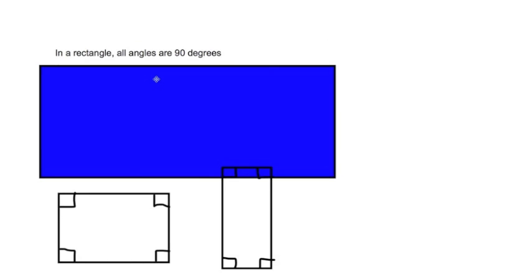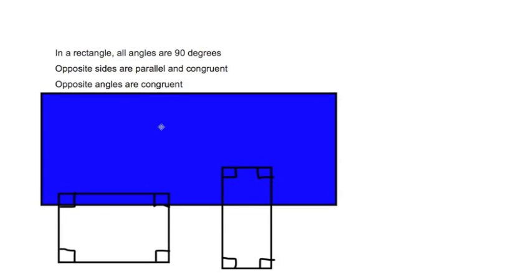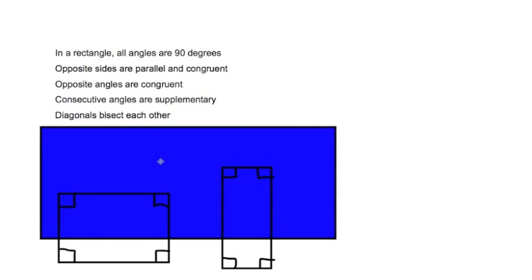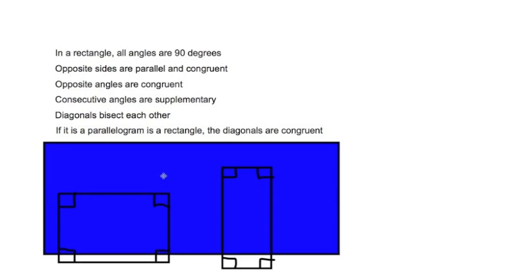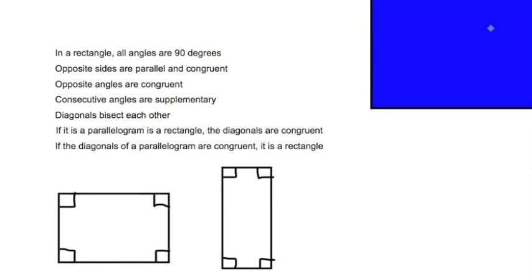Properties of rectangles, let's go. Remember the definition of a rectangle, and that all, as in every angle, is 90 degrees. Since rectangles are parallelograms, by definition, their opposite sides are parallel and congruent, their opposite angles are congruent, their consecutive angles are supplementary, and their diagonals bisect each other. In addition, if a parallelogram is a rectangle, its diagonals are congruent. You can switch my words around to say the next thing.